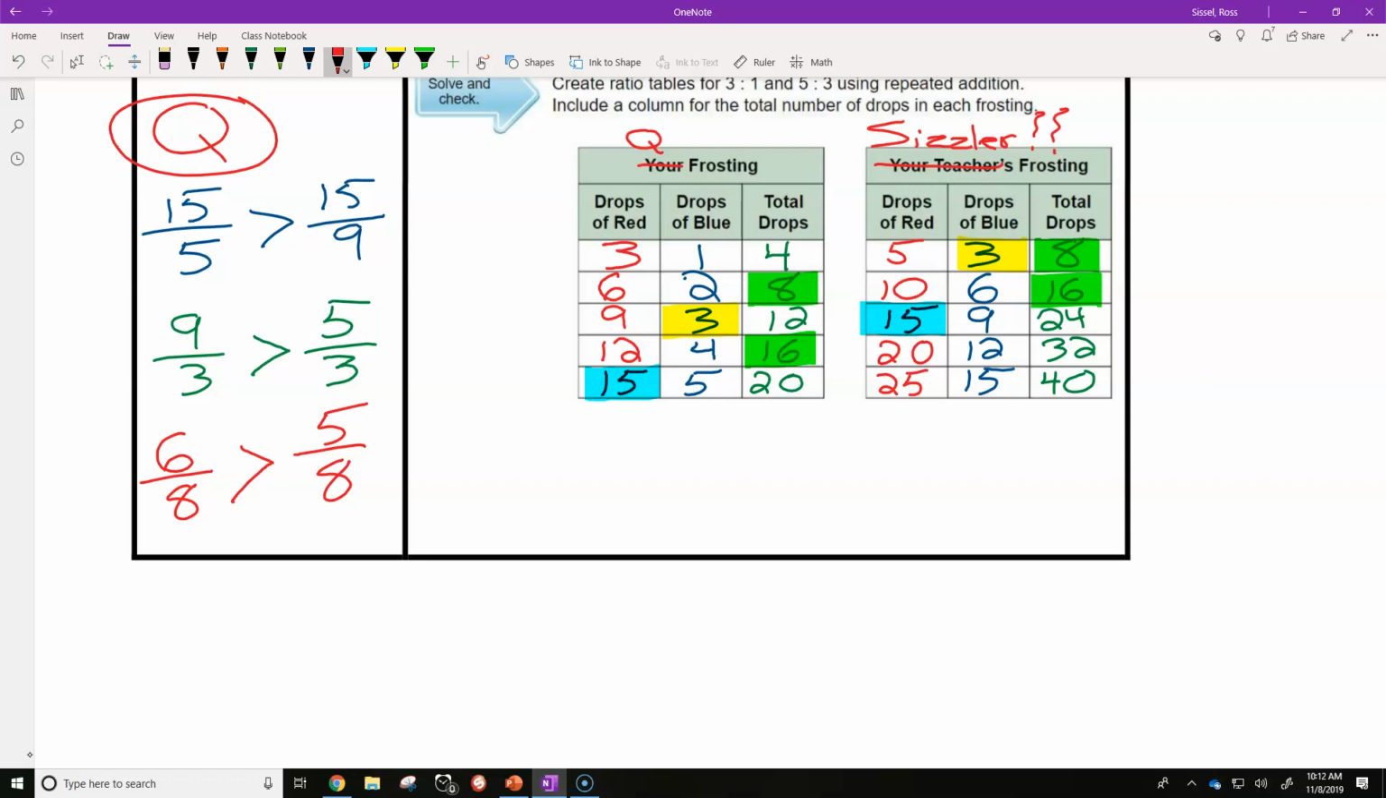Alright, I'm going to stop there. Let me explain something to you before we stop. Couple things. One, I do have a game I wanted to play that I think would be helpful where you create your own ratio table and you're going to make people try and get it. We're going to do that on our review day.